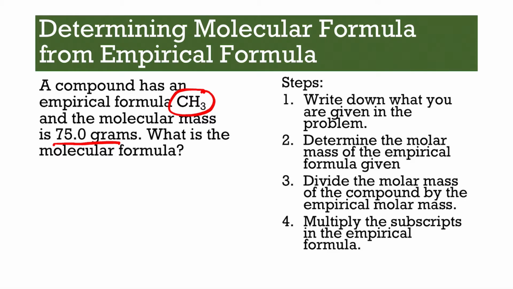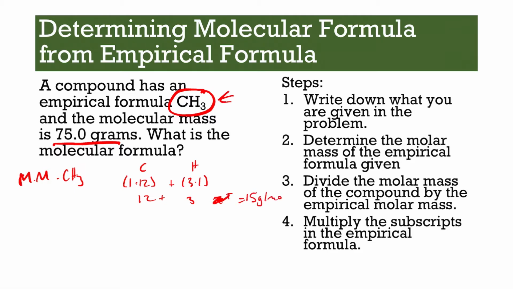And so we're given the mass of the molecular formula. So that's what we're given. And so next step is to determine the molar mass of the empirical formula given. So we have to find the molar mass of CH3. Carbon, we have one of them, it's 12. H, we have 3 of them, so 1, 12 plus 3 is 15. 15 grams per mole. Okay, so we know CH3 is 15 grams.